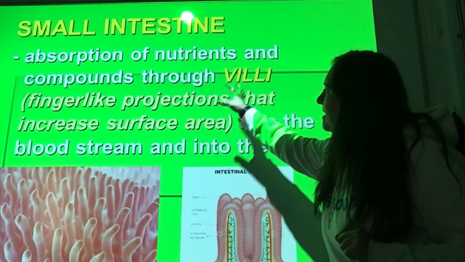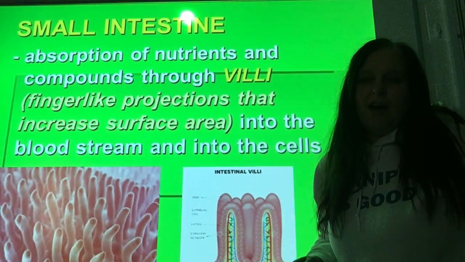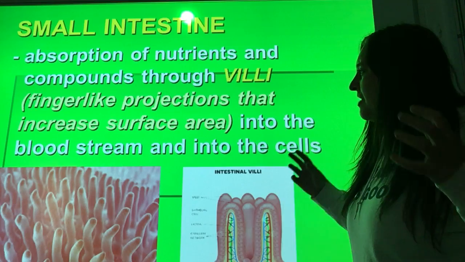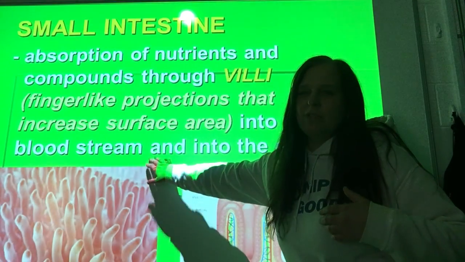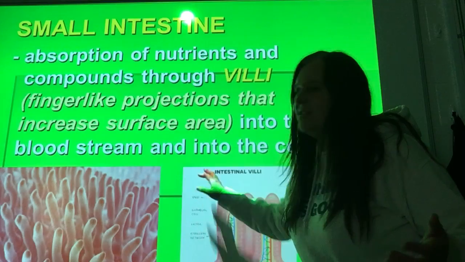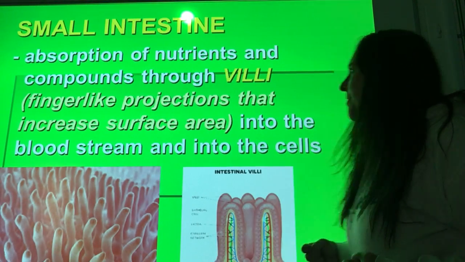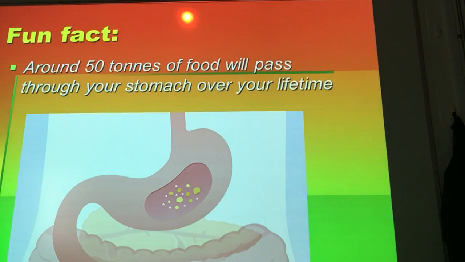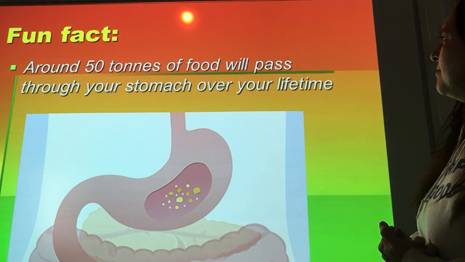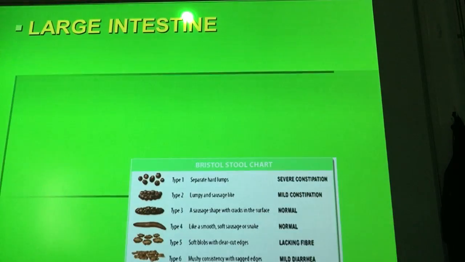And then the nutrients that you absorb from your food actually go into the bloodstream and into the cells. So we talked last unit about cells needing to get nutrients in and waste out. So we're talking about the digestive system. Later on we'll talk about the circulatory system. But you see that your circulatory system and your digestive system do overlap. All of our systems are connected to each other. So that's the small intestine. Oh, another fun fact, about 50 tons of food will pass through your stomach over your lifetime. There you go. Our first fun fact.